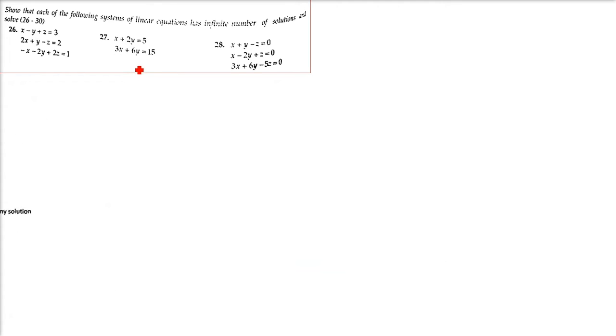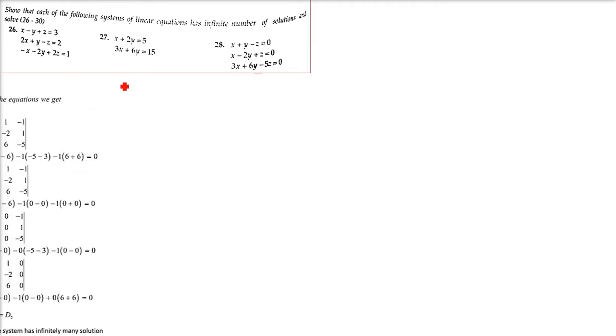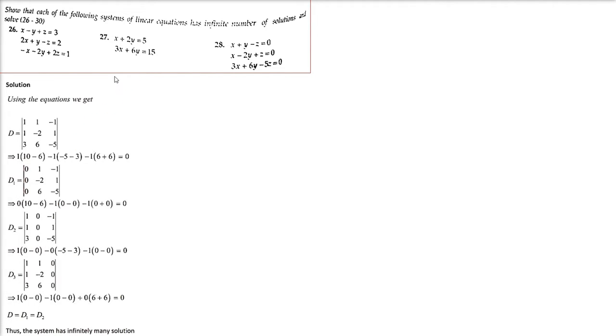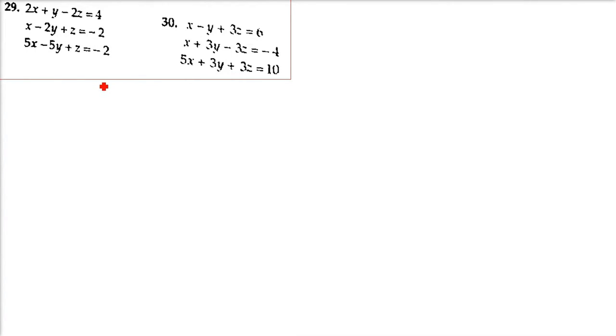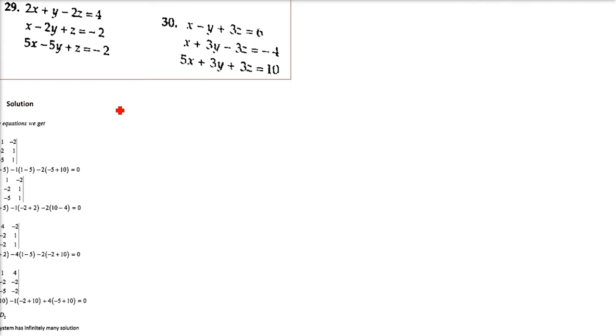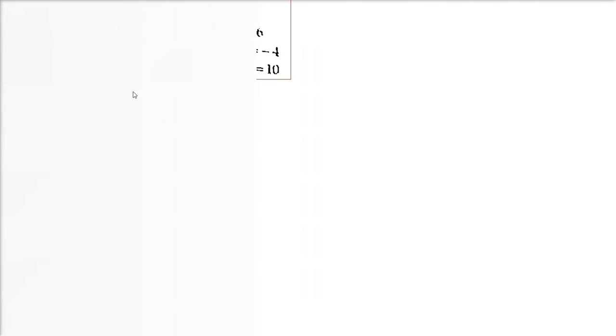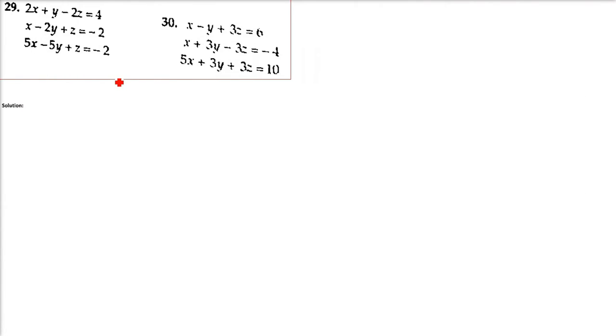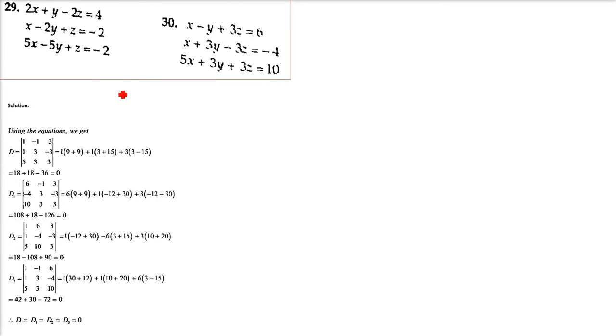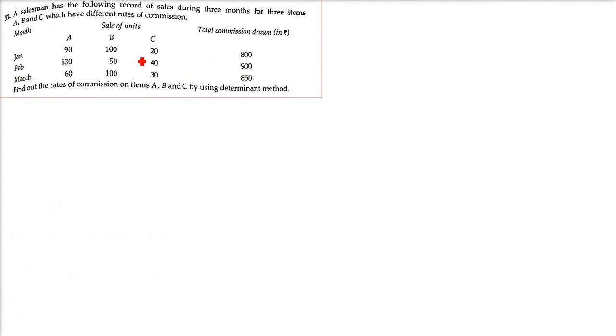Same here. I hope you will be able to solve the 27th and 28th questions also. All of them 0 means infinite number of solutions. This one also you will be able to do. Just see that all the determinants D, D1, D2, D3, D4 are coming as 0. If they are 0, then we can say there are infinite solutions. I am just giving you the reference of the answers, but you need to try it by yourself.